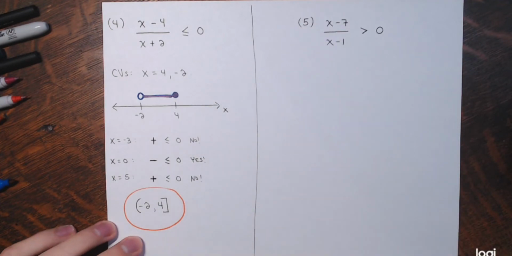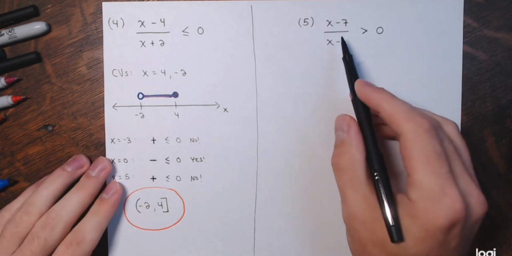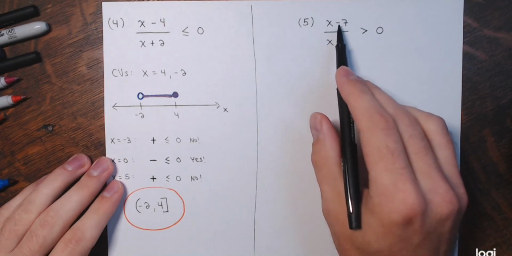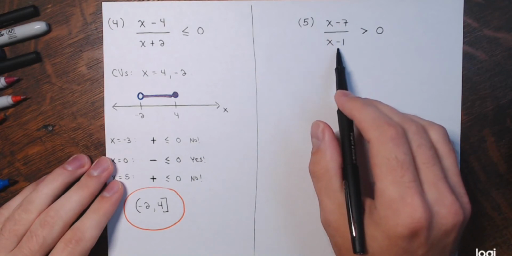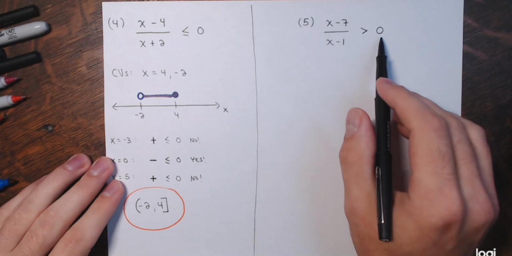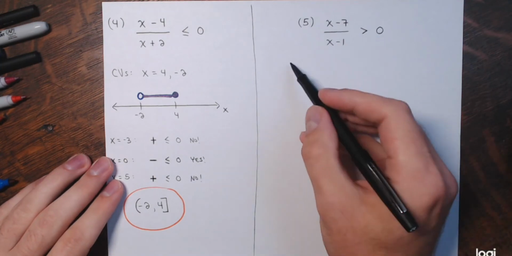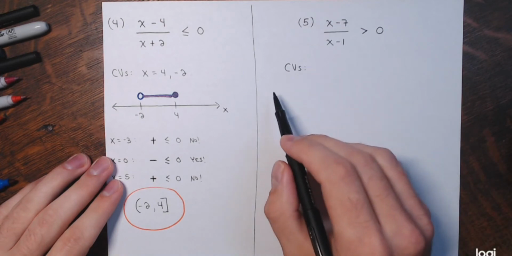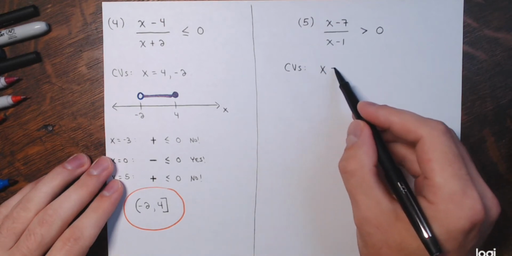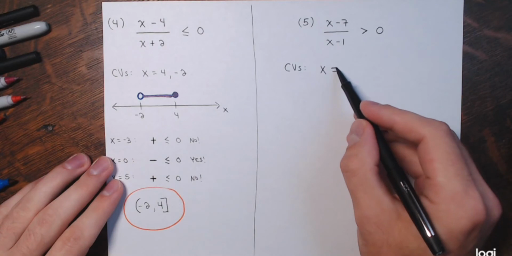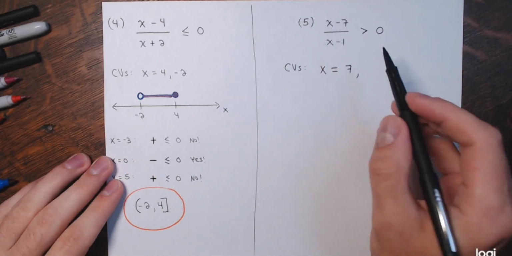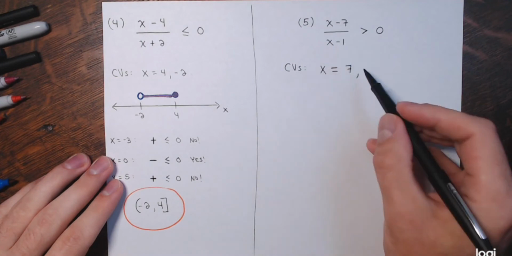Example 5. So again, I have it the way I want: a single fraction, one numerator, one denominator on the left, 0 on the right. And the critical values, CVs, are the values of x that make the numerator and denominator 0. Well, the numerator would be 0 when x is 7. The denominator would be 0 when x is 1.